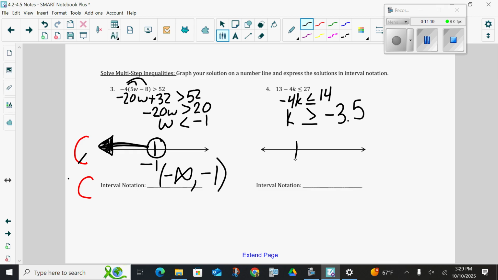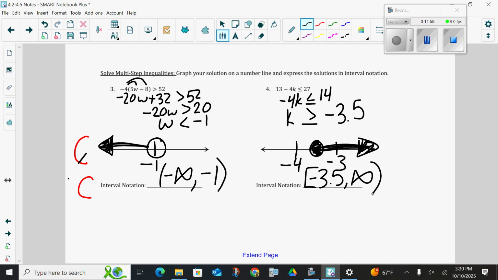To graph this, I'm going to show that we're in between -4 and -3. It's greater than or equal to, so that means I'm shading in my dot, and we're going in the positive direction, because we can be bigger than -3.5. And then in interval notation, the smallest I can be is -3.5, and the biggest I can be is infinity. Remember, with infinity, we always have a parentheses, never a bracket.